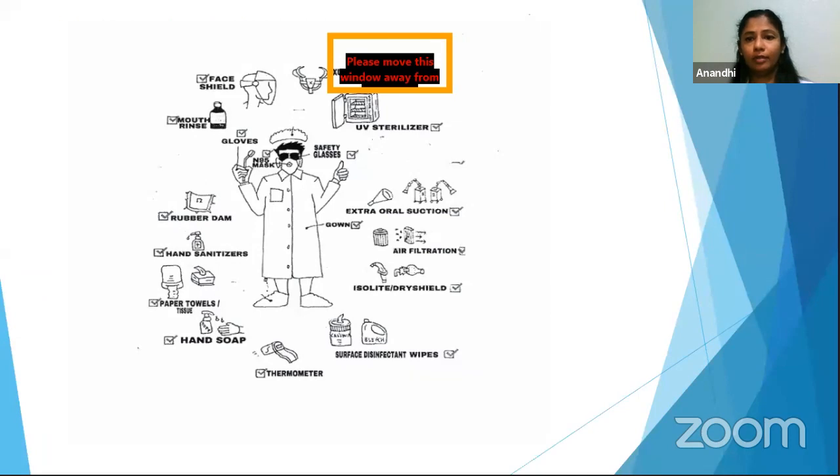So to sum it up, we have the face shield, we use the mouthwash, we wear the gloves, we have the mask, I use a rubber dam, I use the hand sanitizer, we use a paper towel, we use the hand soap, thermometer, and surface disinfectant wipes, Isolite, Dry Shield, air filtration, we use the extraoral suction, of course the gown, the safety glasses, sterilizer, and that's the extraoral suction over here.